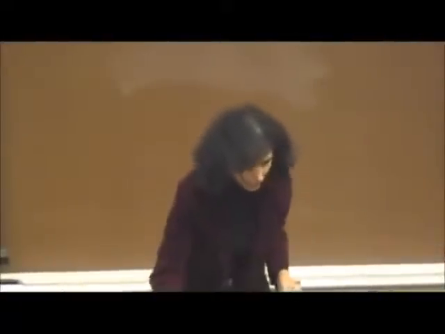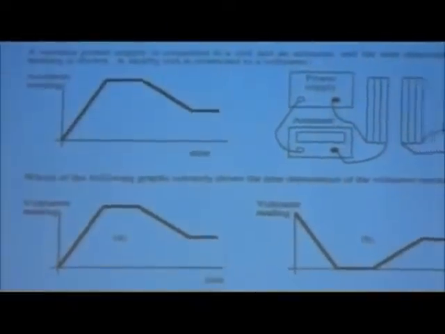Any questions about this? Okay, let's move on to the next question. This one says a variable power supply is connected to a coil and an ammeter, and the time dependence of the ammeter reading is shown. A nearby coil is connected to a voltmeter, and the question is asking which one of the following graphs correctly shows the time dependence of the voltmeter reading.